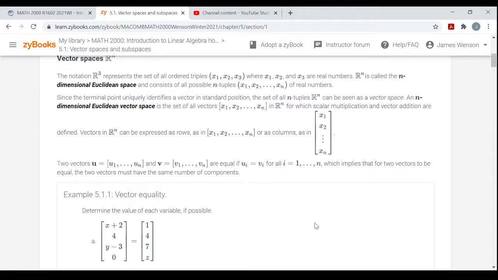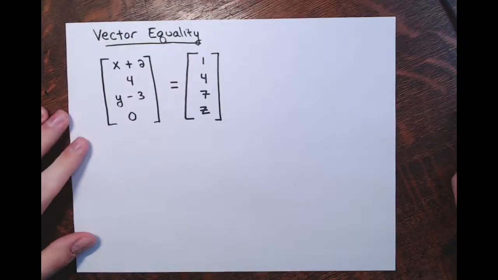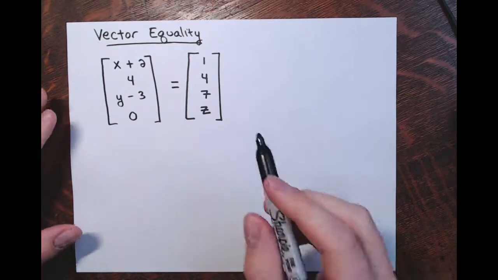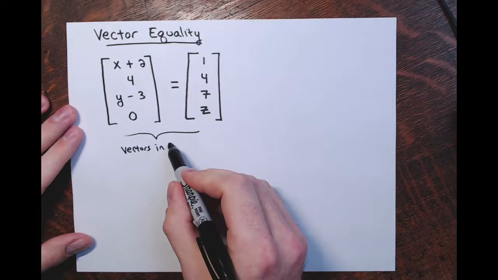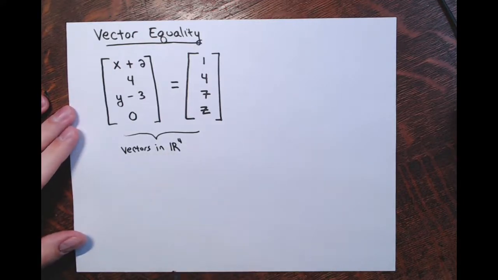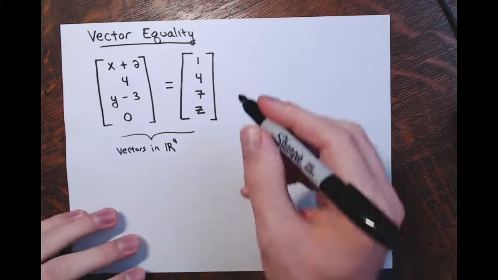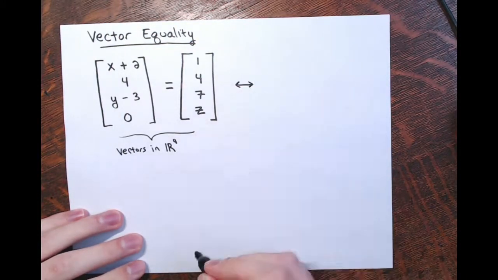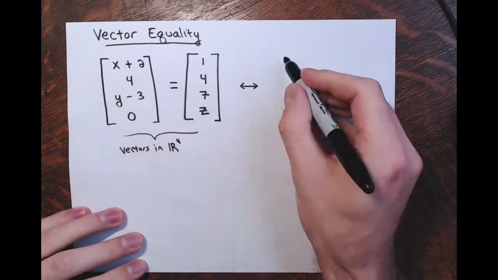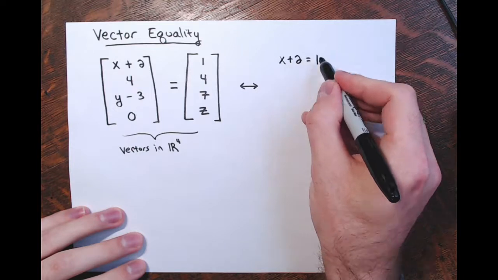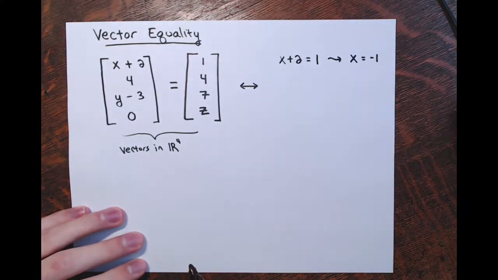All right, so a pretty easy example to start with. I'll show you these two real quick. Here's the first of those. Both of these are vectors in R4. You've got four components, and each one is represented by a real number. We're supposed to assume these are real numbers here. Now, these two vectors are only going to be equal, again, if the corresponding components are equal. So these are only going to be equal if x plus 2, the first component on the left, is equal to 1, or in other words, if x is negative 1, subtracting 2 from both sides. 4 is equal to 4.